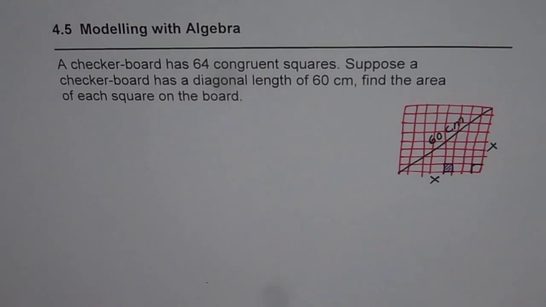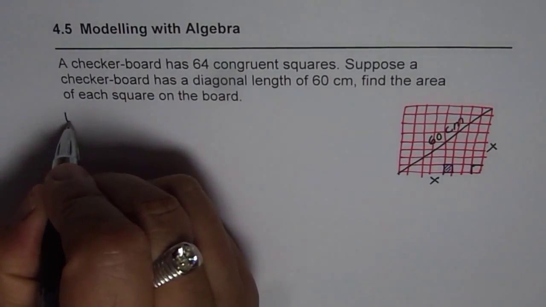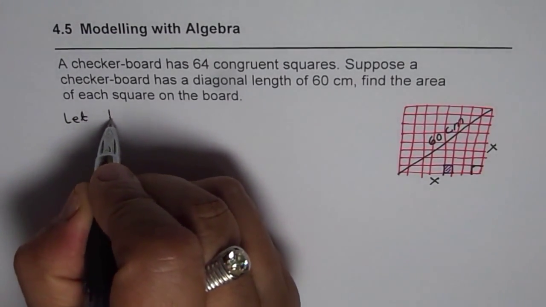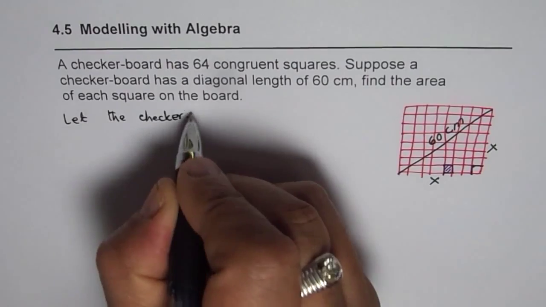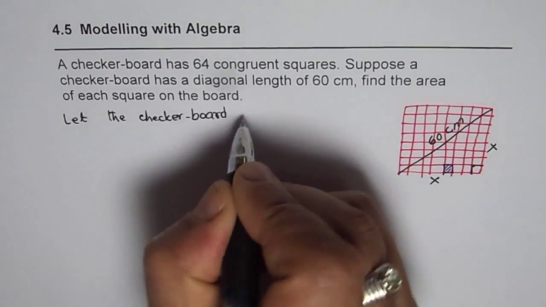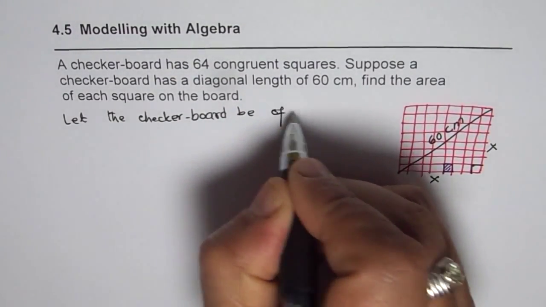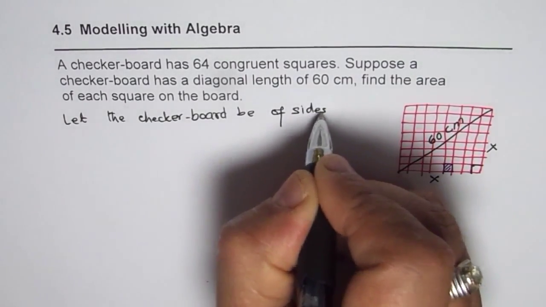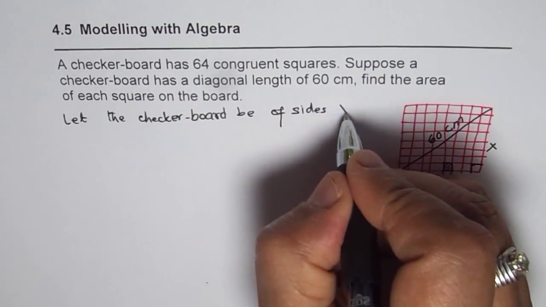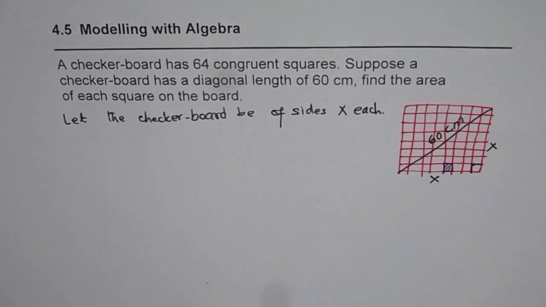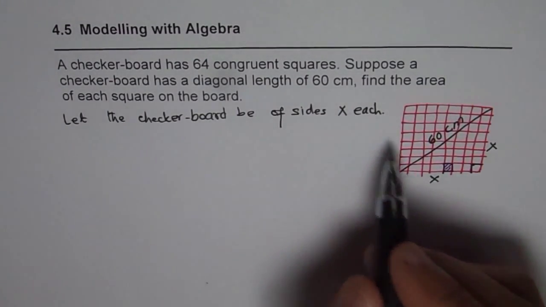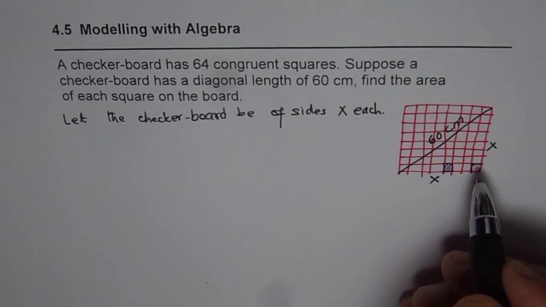So let's begin by defining the variables. We say let the checkerboard be of sides x each, side lengths, right? And these side lengths are in centimeters.